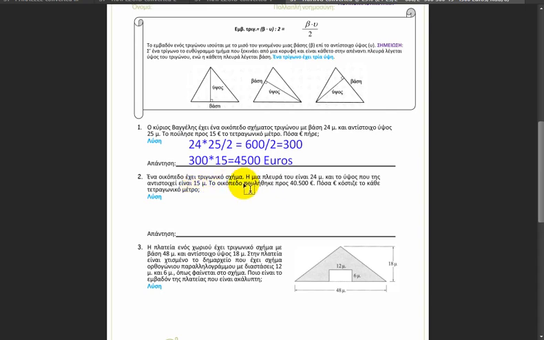Again, we have another piece of land that has a triangular shape. One side is 24, and its height is 15 meters. And now we're being told the final price. We're being told how much was paid for that piece of land. We are being asked how much each square meter costs. So basically, we need to find the area and divide the total cost by the area. So the area is going to be given to us if we multiply 24 by 15 and then divide by 2.